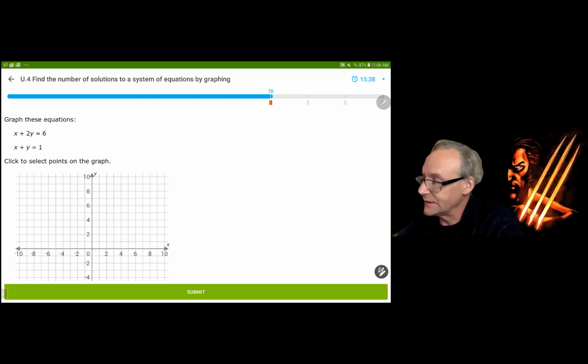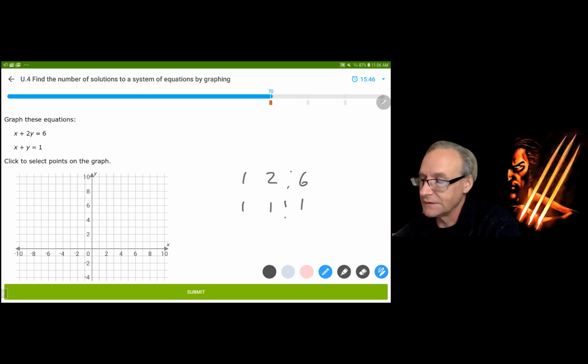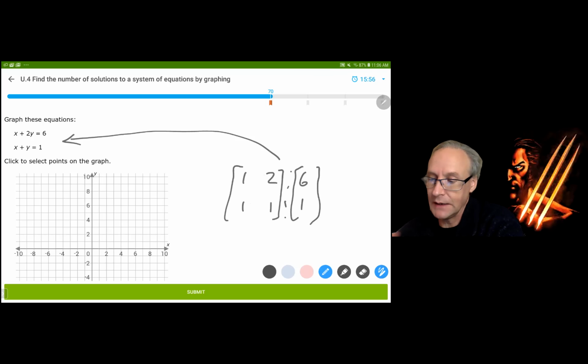Your computer sees this thing like this: 1, 2, 1, 1. This is called an augmented matrix, 6, 1. This is my matrix right here, and this is a matrix over here, and this represents that pair of equations. Way more information than you wanted, sorry.